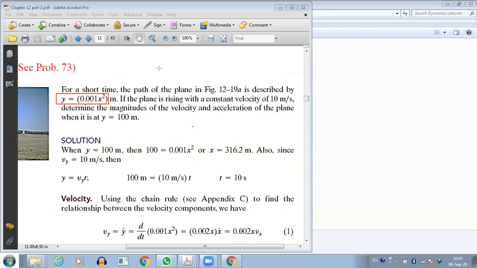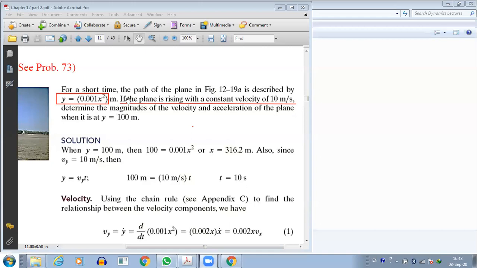Now this is one big problem in dynamics or in engineering in general. You have a problem statement, and within the problem statement there are some key sentences, key words, which are really key to the solution of that problem, and you need to really focus on them. So here, this is one of those kinds of problems. Now read this sentence very carefully. Let me highlight it. If the plane is rising with a constant velocity of 10 meters per second.